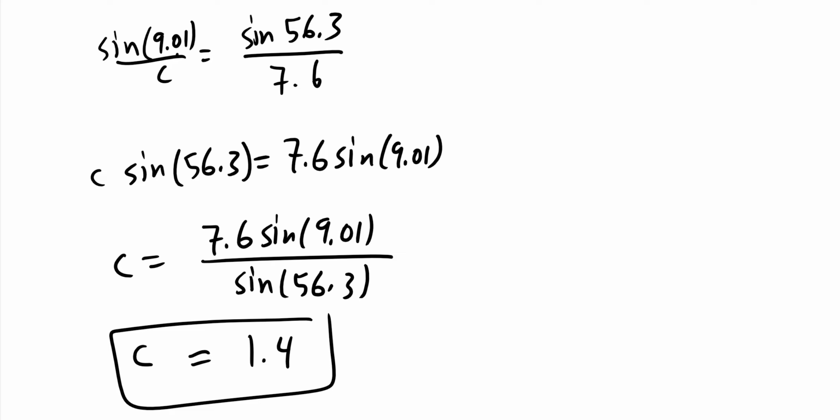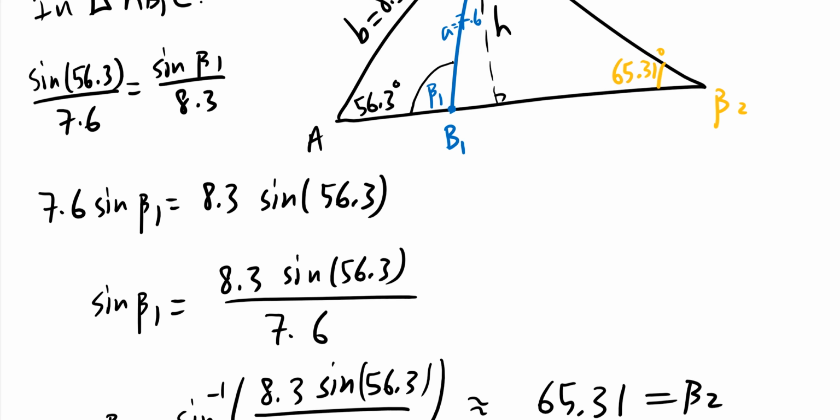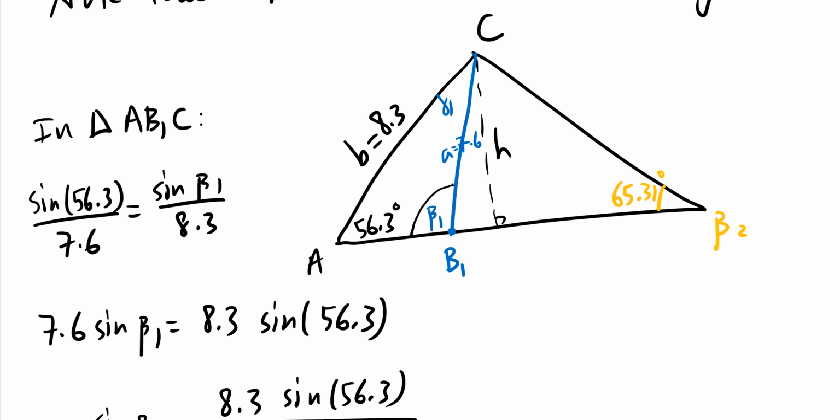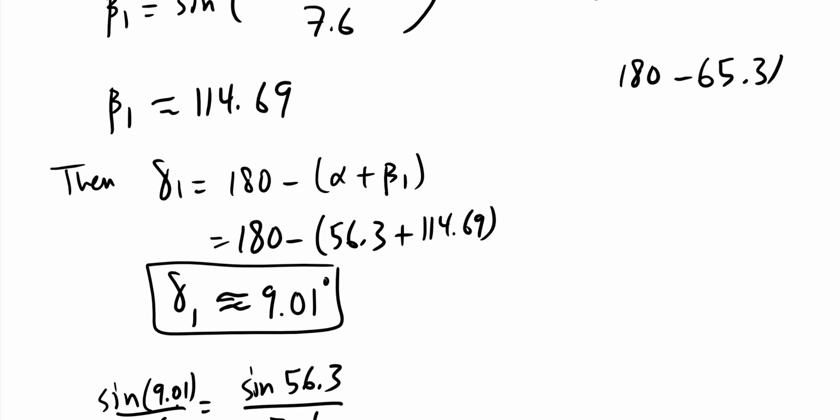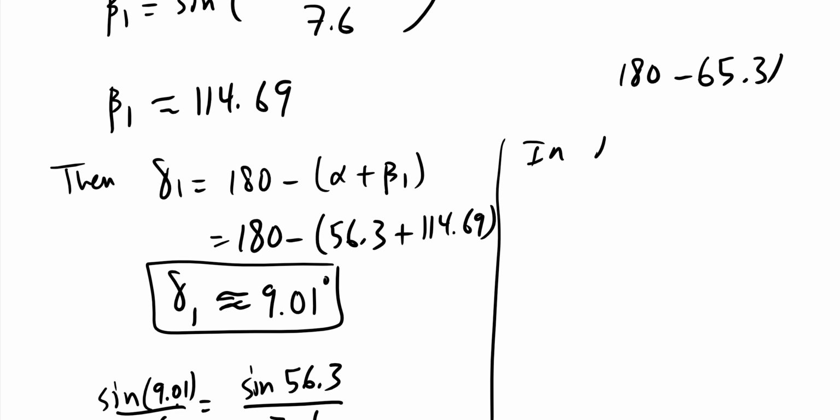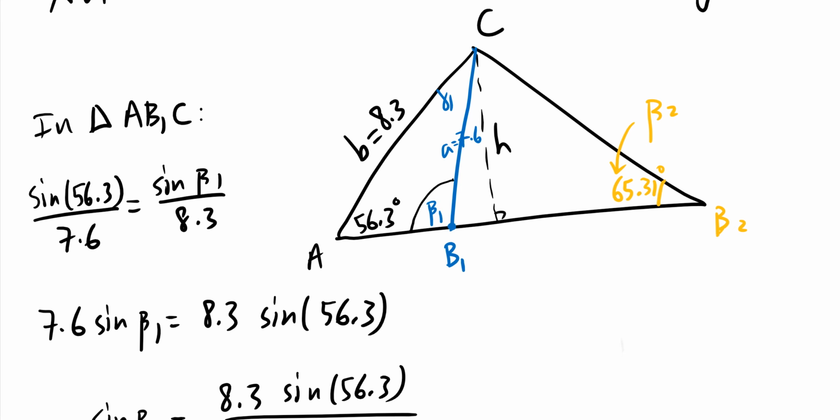Now we're going to solve for the second triangle. So you're going to go back and solve for triangle ACB, not beta 2, that's B2. This is angle beta 2. So in triangle ACB2, what do we have? We need to find the big gamma. So this is the gamma here.